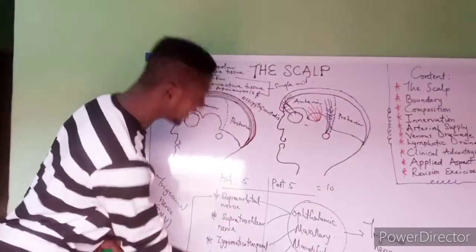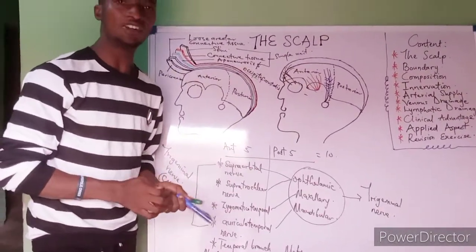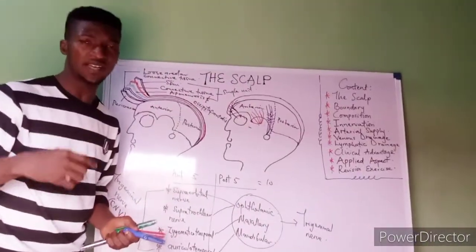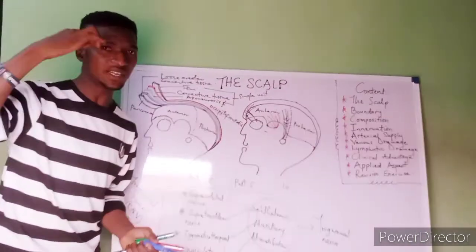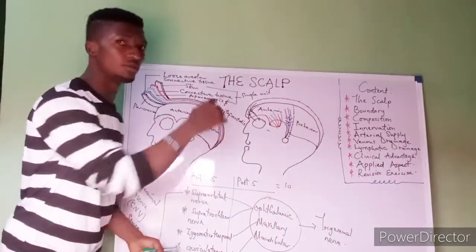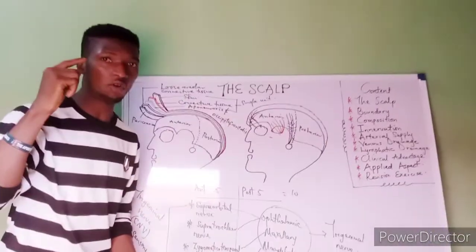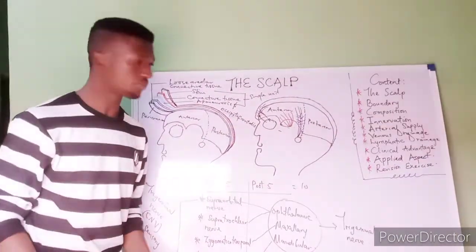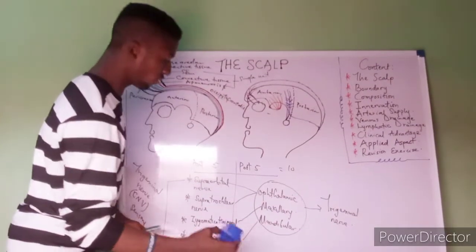So this nerve innervates this muscle, and that is what is responsible for the wrinkling of the forehead. When you want to give a kind of reaction like this, you realize that the forehead is wrinkled. The wrinkling of this forehead is as a result of the occipitofrontal muscle, and it is also responsible for the raising of the eyebrows. This covers the anterior region of the scalp.